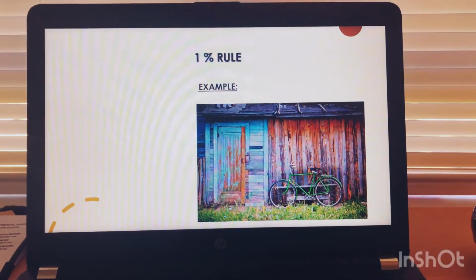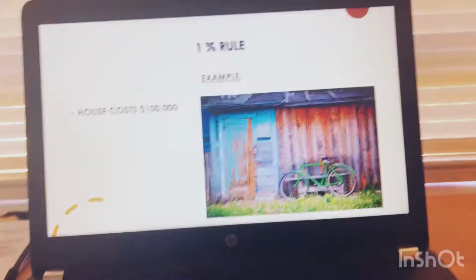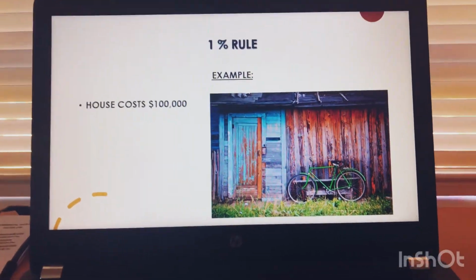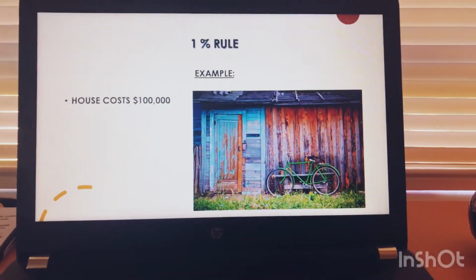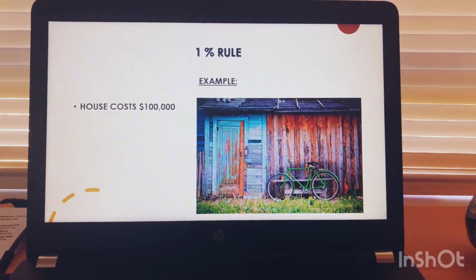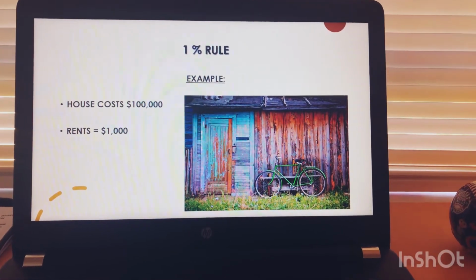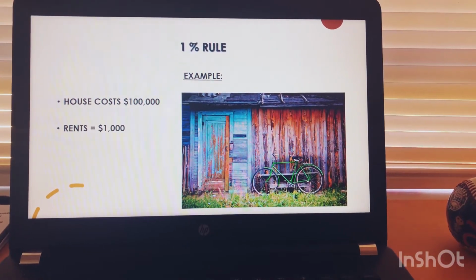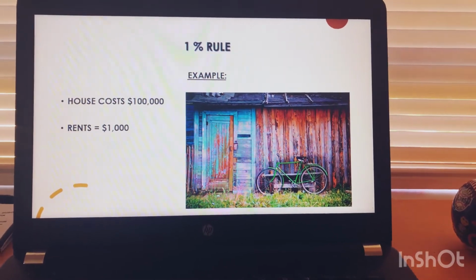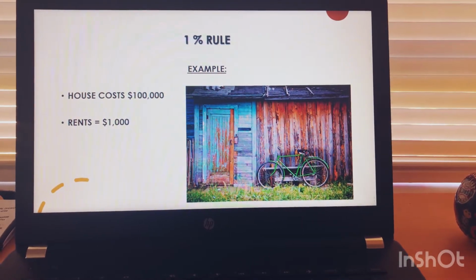So let's look at an example of that. Okay, so what does an example look like? Let's say you're searching the MLS and you come across a house. Maybe it's a double, maybe it's a single family home, and it costs $100,000. That's the asking price. And anybody that's been involved in real estate knows that typically you don't even offer the full asking price. But let's just say they're asking $100,000 to start from. All right, and you determine that you could get $1,000 in rent if you were to rent that house out. Let's say you buy it for $100,000 and then you turn around and rent it right away for $1,000 a month. That property meets the 1% rule.